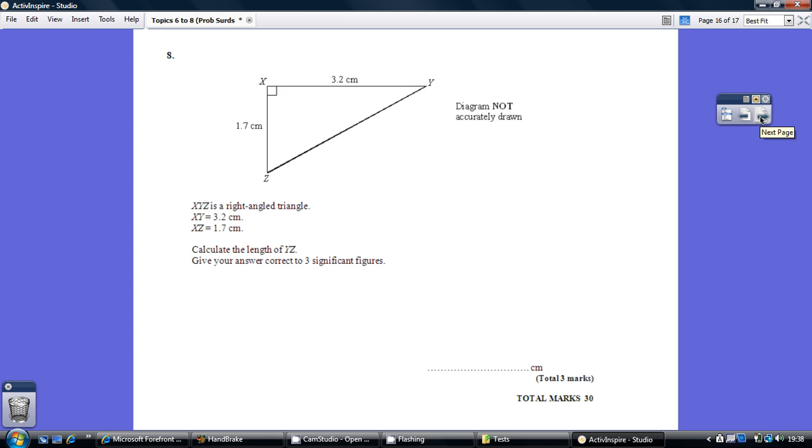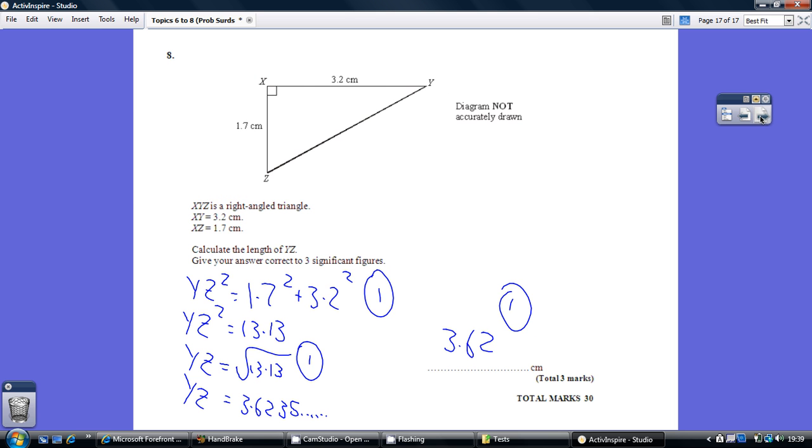Question 8 to finish, and that's just a bog standard Pythagoras question. Again, why is it Pythagoras? Because we don't know any angles apart from the right angle. This time we're working out the longer side, the hypotenuse, so it's an adding Pythagoras question. YZ squared is the sum of the squares of the two sides.